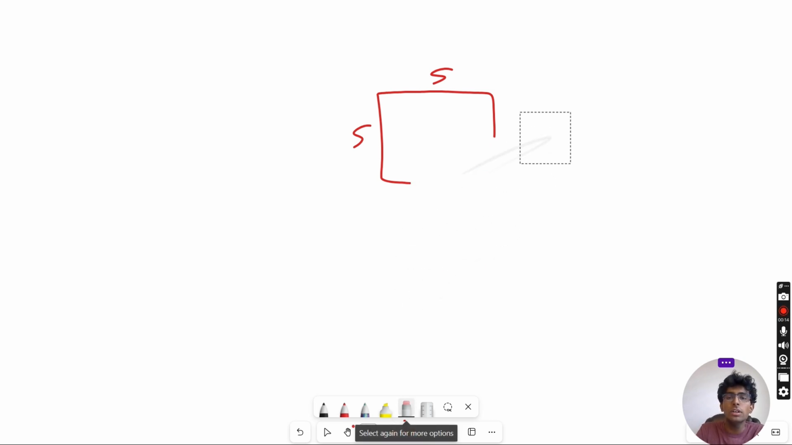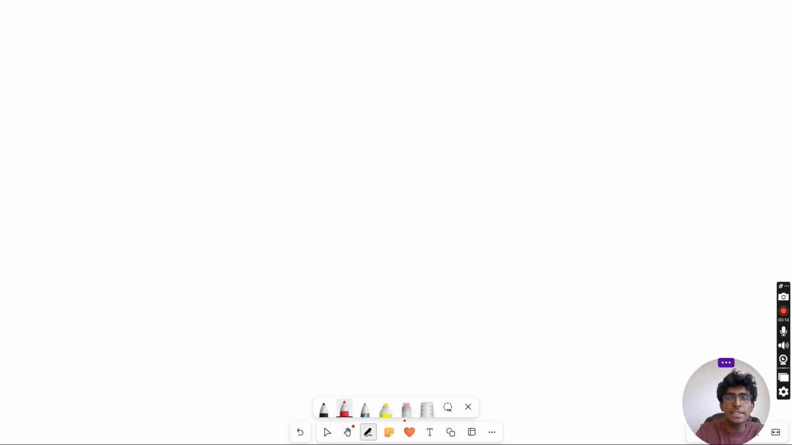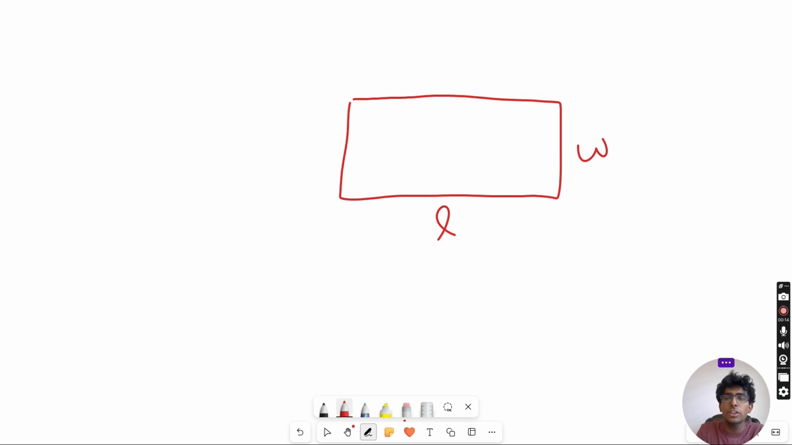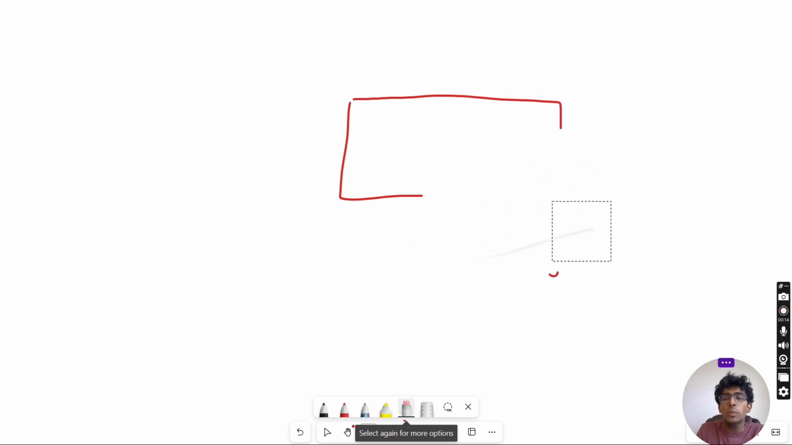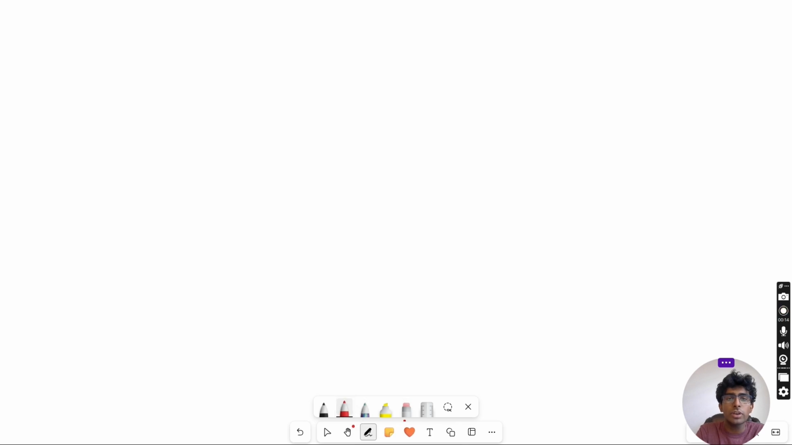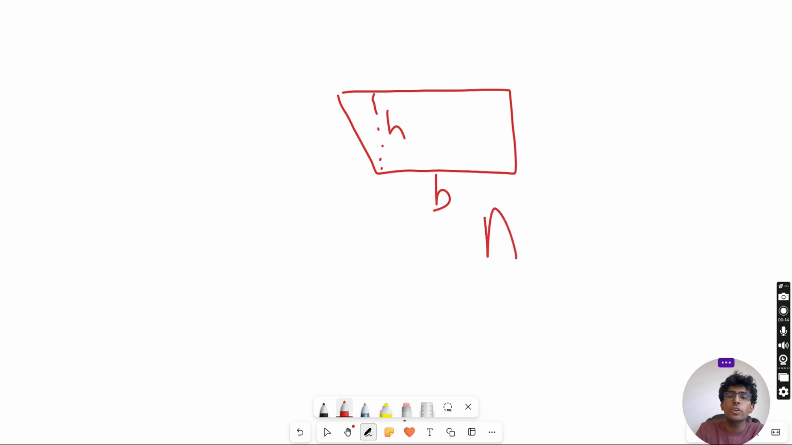For a rectangle, it's pretty much the same idea, right? Remember, rectangles, you just have non-equal length and widths. So your length, your width, so your area is going to be length times width. Okay? Then another one would be like a parallelogram. That's another shape you could see. So a parallelogram kind of looks like this, where you have this as your height and this as your base. So the area of a parallelogram would just be base times height.